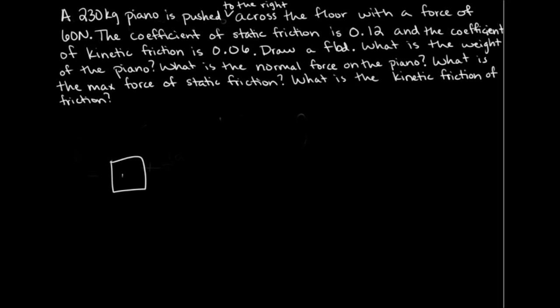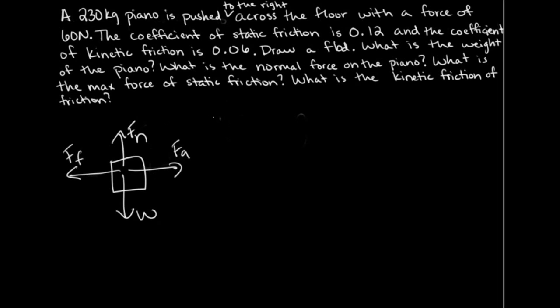I have my box. There's a weight pulling the piano down. If the piano is pushing on the floor with its weight, then the floor is pushing back up with a normal force. This piano is being pushed to the right, so there is an applied force to the right, and that must mean that there is friction in the opposite direction to the left. So my free body diagram is done.